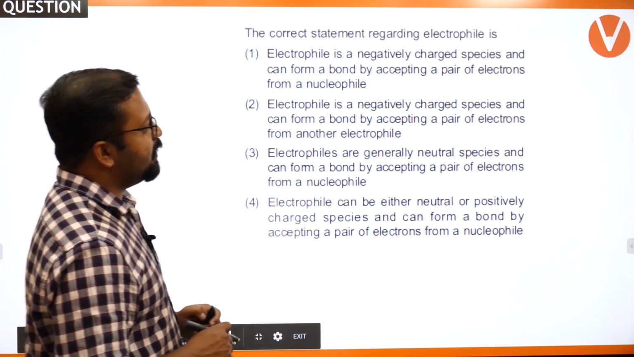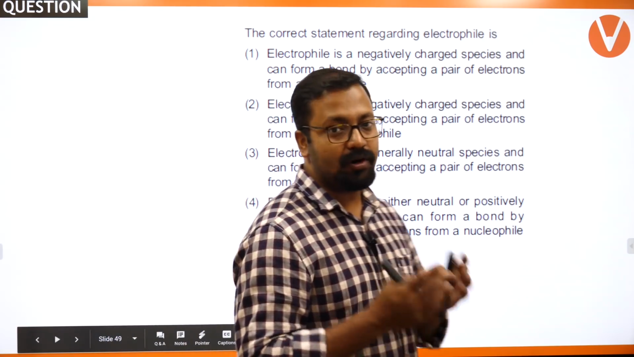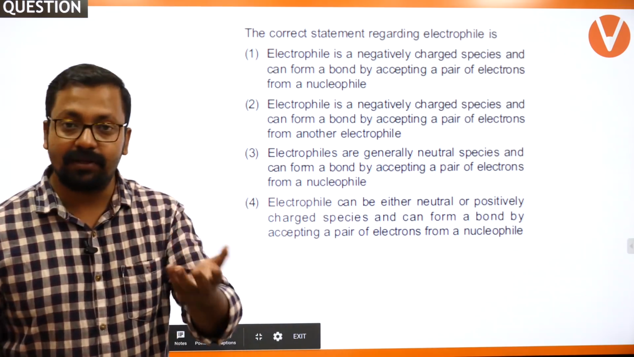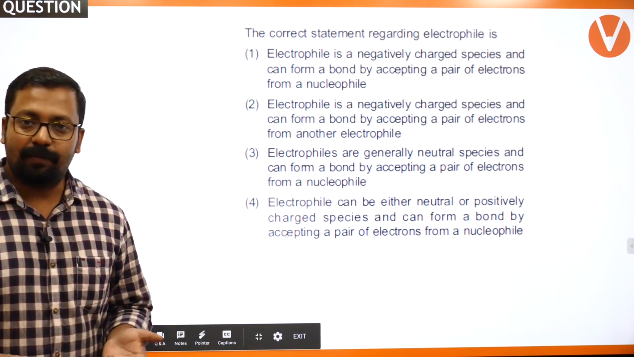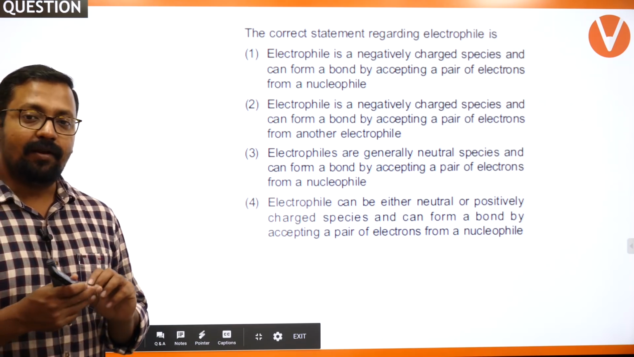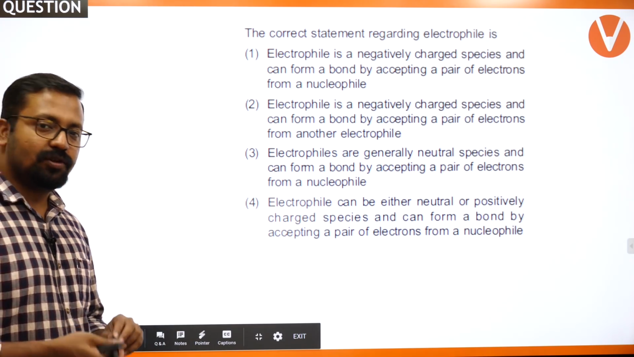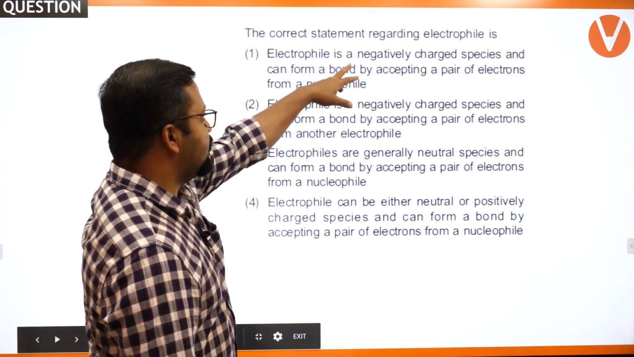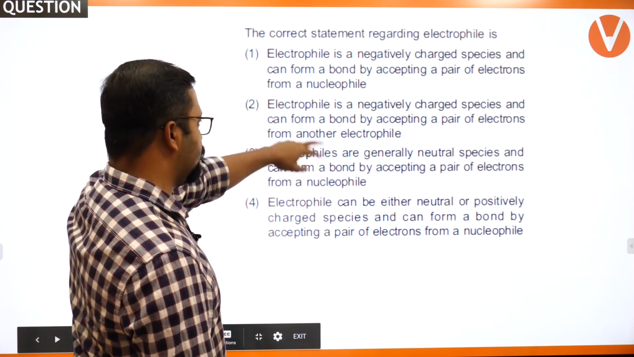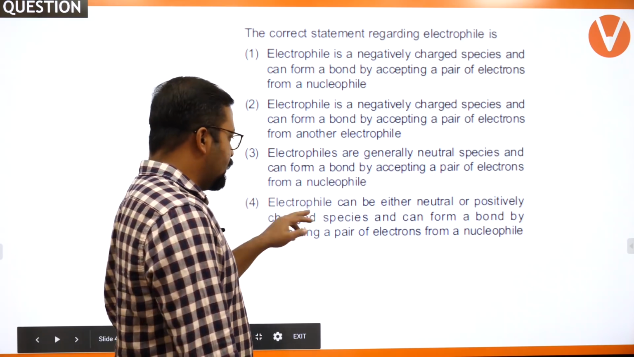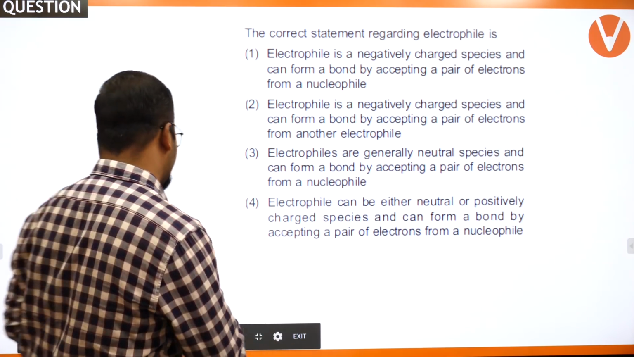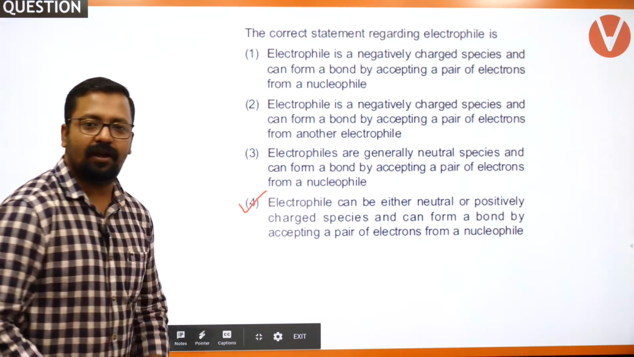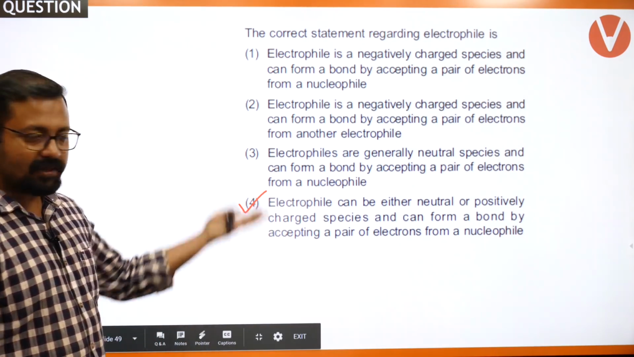Next, the correct statement regarding an electrophile. Now, electrophiles are electron deficient species which could be positively charged like Na plus, it could be CH3 plus, it could also be neutral like BF3, that's also an electrophile. So an electrophile is generally neutral, or can be either neutral or positively charged. The right answer should be, but I am finding the answer by reading just the first statement.